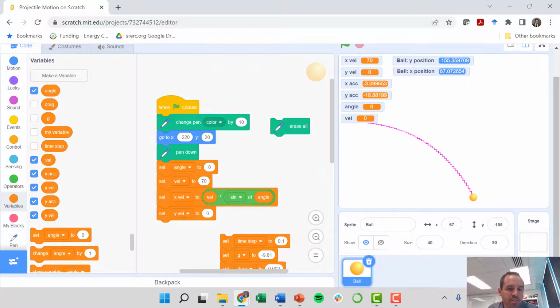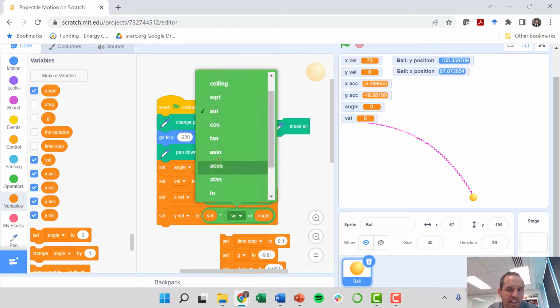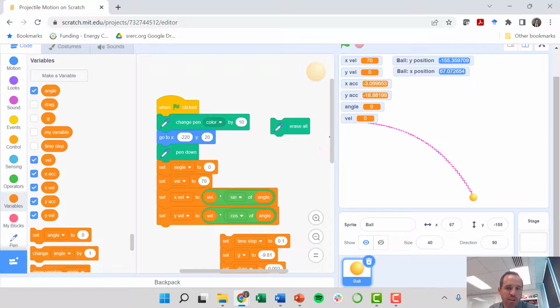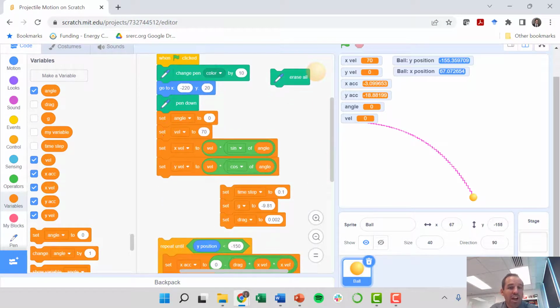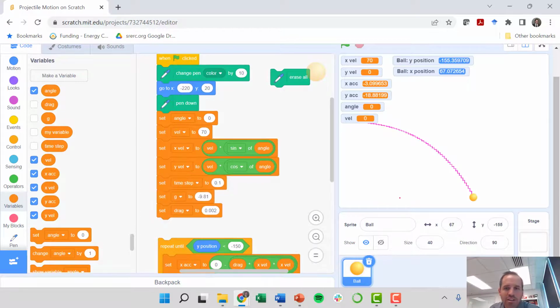We want to do something similar for the y velocity. I'm just going to hover over this green part and duplicate it and stick that in here. But the y velocity now is the cosine of my launch angle. Okay, so now I have basically the same code, except now instead of giving it an x velocity and a y velocity, I give it a launch angle and a total velocity and let my code calculate x velocity and y velocity. I'll put things back together here.